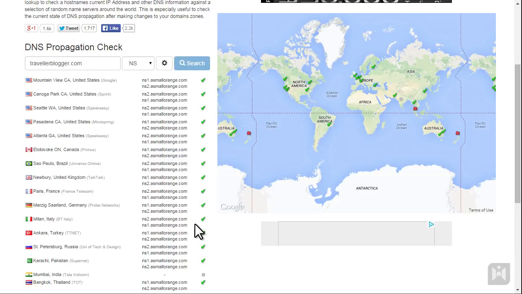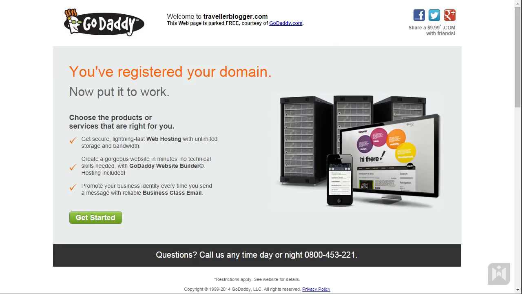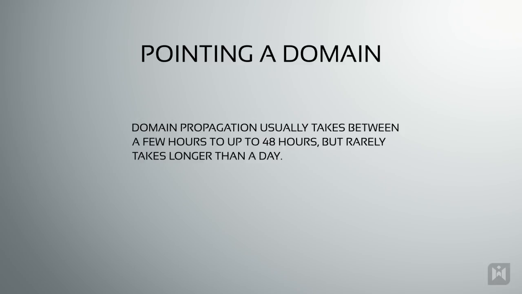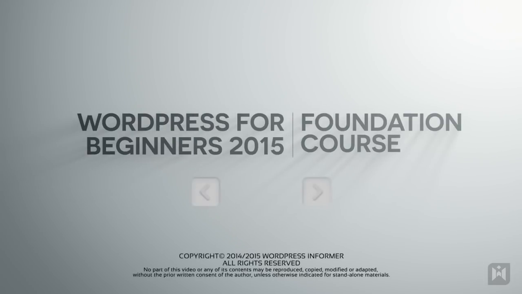Another way to check propagation status is by typing your domain into the browser. If a temporary page from GoDaddy is showing up, it means the process has not yet been completed. If a temporary page from A Small Orange is showing, it means the domain is pointing to the right destination, but because there is no website, only a temporary page is showing, therefore meaning the propagation process has been completed. DNS propagation can take anywhere between a few hours to up to 48 hours, but the process really takes longer than a day. Next, we are going to go over the tools and software we are going to need.